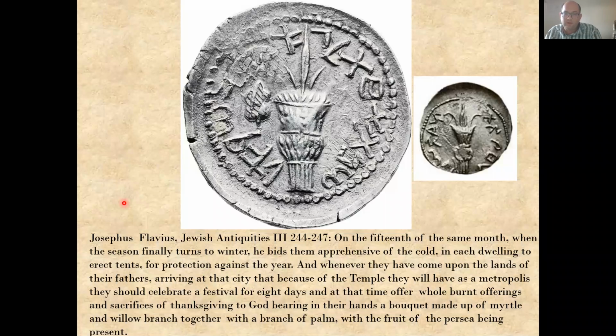And whenever they have come upon the lands of the fathers, arriving at the city that because of the temple they will have as a metropolis, they should celebrate a festival for 8 days, and at the time offer whole burnt offerings and sacrifices of thanksgiving to God, bearing in their hands a bouquet made up of the myrtle and willow branch together with the branch of palm with the fruit of, he's referring to the etrog. So he clearly puts the Arba Minim, the 4 species, together with going into the temple.